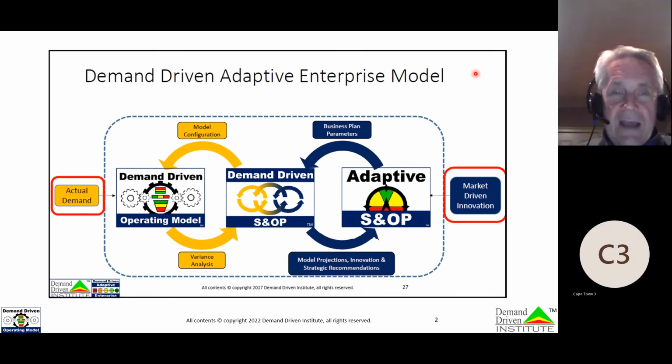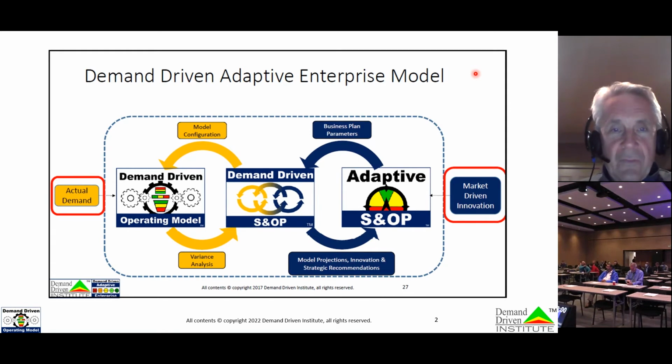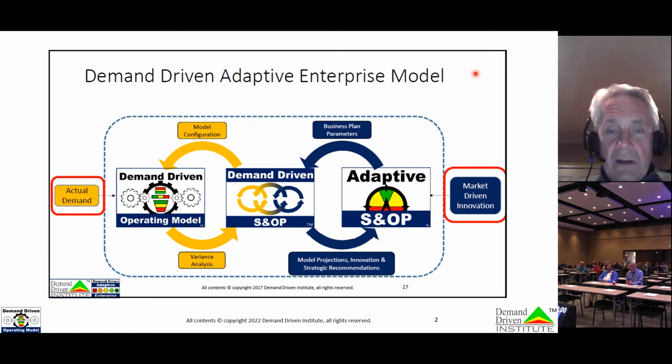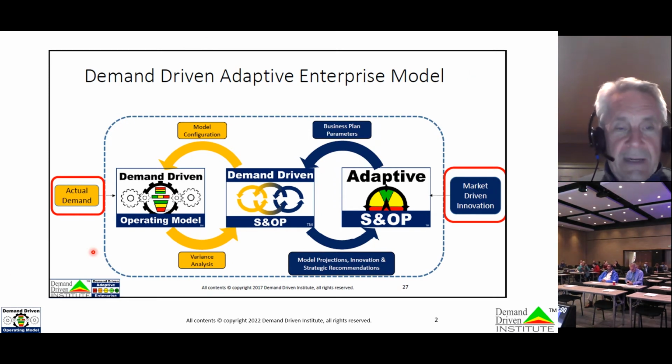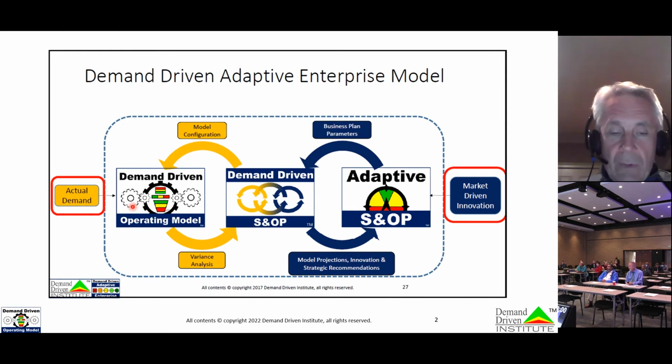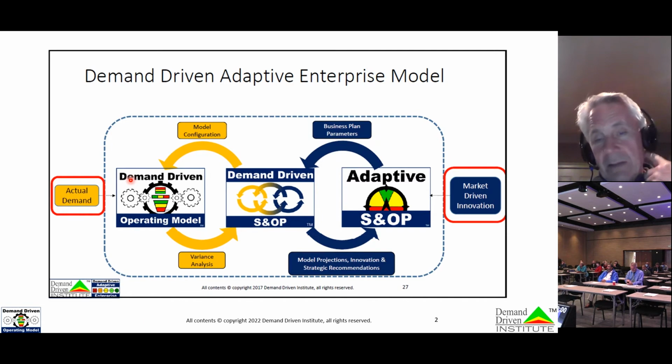This all fits within the context of what Carol and Chad refer to as the demand-driven adaptive enterprise model. It's really the application of demand-driven philosophies and concepts across all of the major activities within a manufacturing and distribution company, concentrating on ensuring that we are pacing all of our activity in our DDOM to actual demand. The DDOM has two major elements: demand-driven MRP for materials management, and demand-driven capacity scheduling for production scheduling and execution. When you bring those two together, you're in what we call a demand-driven operating model environment.